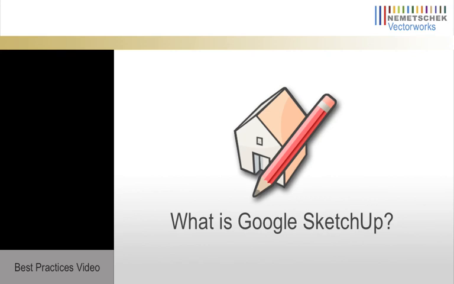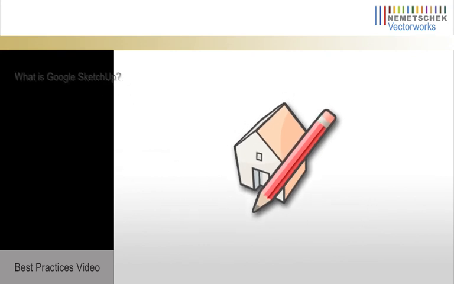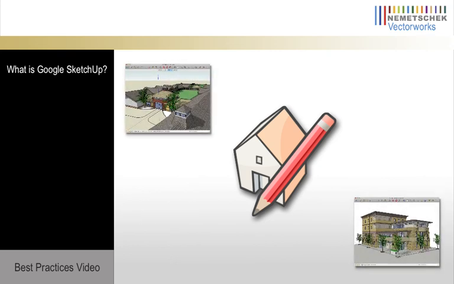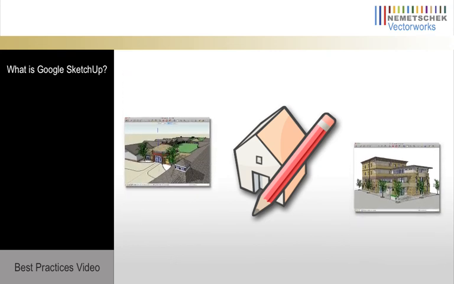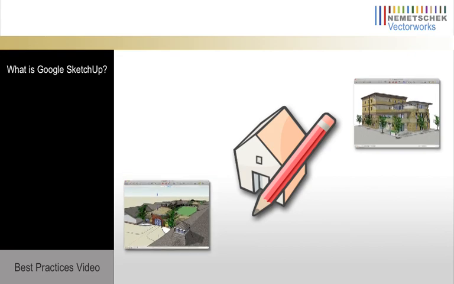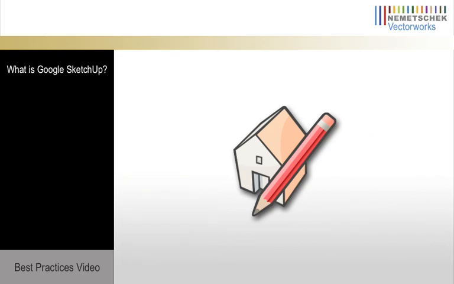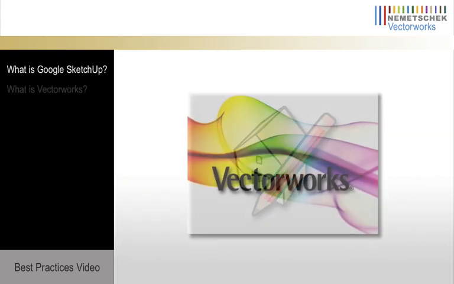Google SketchUp is a general-purpose tool for creating, editing, and sharing 3D models. When finished, users can upload their models to 3D Warehouse. SketchUp also includes features to facilitate the placement of models in Google Earth.